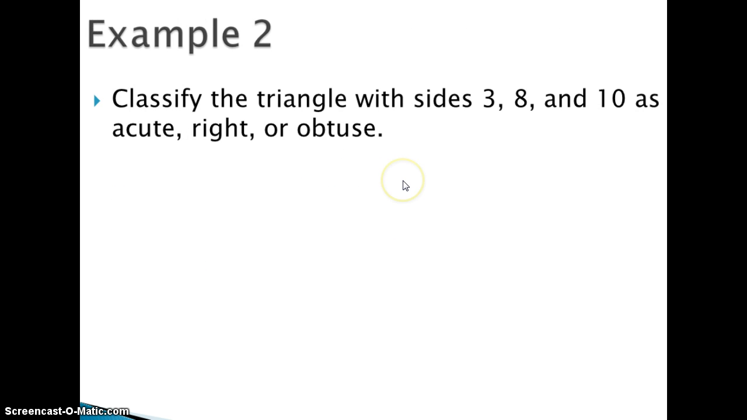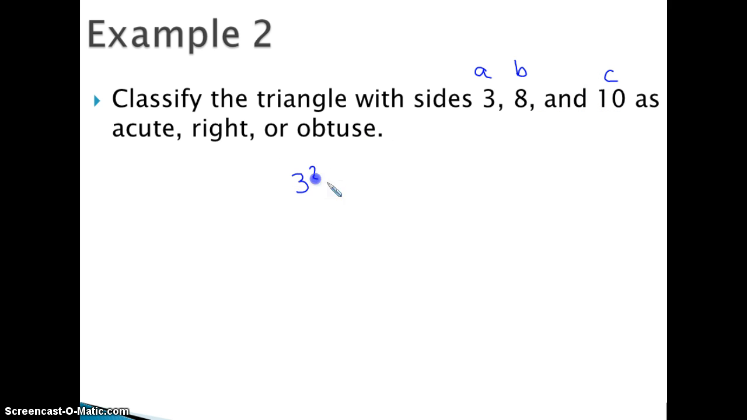So example number 2, we're going to classify the triangle with sides 3, 8, and 10 as acute, right, or obtuse. So my biggest side is 10. I'm going to label that as my C side. And that means that A is 3 and B is 8. Now it really doesn't matter if you mix these up. If you say A is 8 and B is 3, it doesn't make a difference there. C is the biggest side though. We have to do that one.